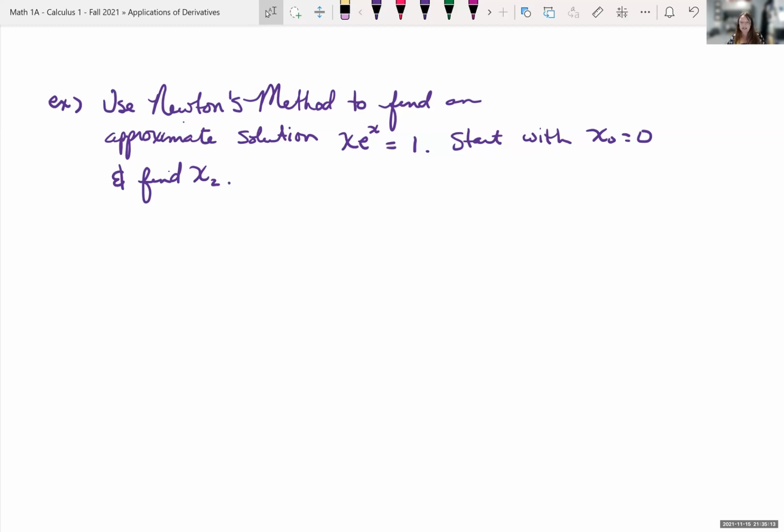So this next example says, use Newton's method to find an approximate solution to x times e to the x equals 1. We want to start with x sub 0 equals 0 and go out and find x sub 2. We first need to define our original function because it's an equation and it's not saying find where your intercepts are. So let's solve this so we're equal to 0. If I subtract 1 on both sides, I want to know what are the x-intercepts of x times e to the x minus 1.